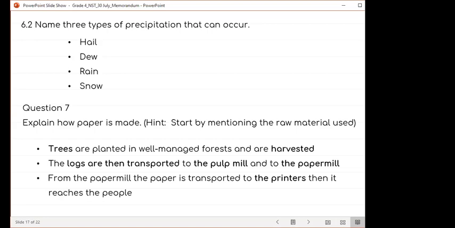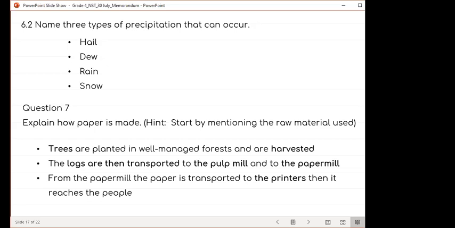So if you only mention the pulp mill, then you would get your 1 mark. And then the last mark comes when you mentioned that from the paper mill, it is transported to the printers and then it reaches the people. Okay. So if you have these 3 points, then you will get your 3 marks. So you mentioned that it is the trees or the wood in the trees which are used, then it is your mark. And then you mentioned that these logs, remember at the pulp mill, this is where they get debarked. Okay, so they remove the bark, and then from the paper mill, it goes to the printers. Remember the paper mill, this is where the paper is actually rolled in big rolls.